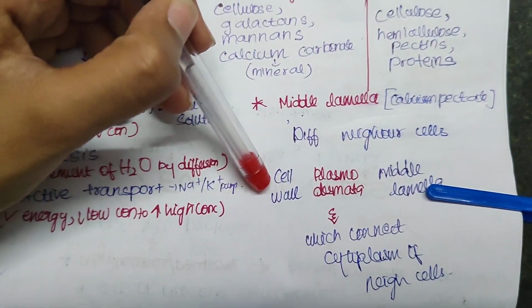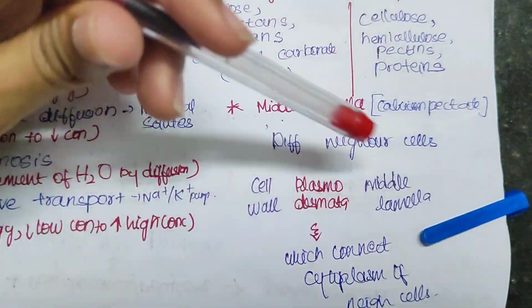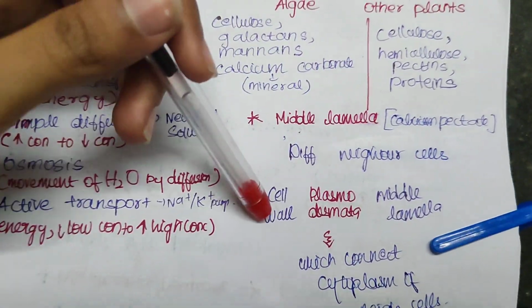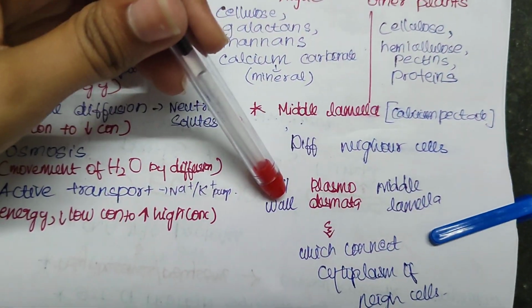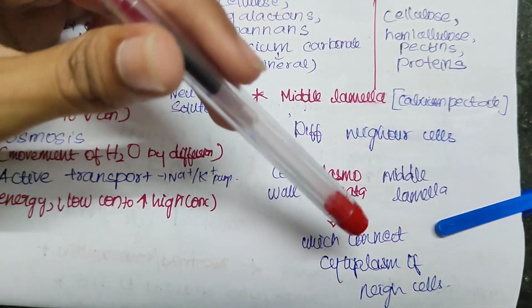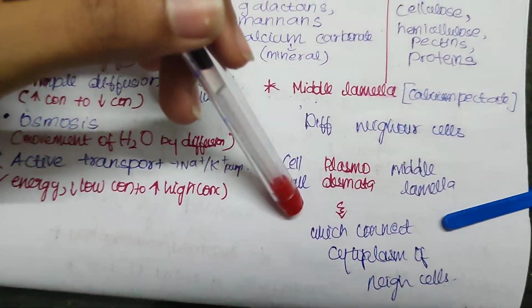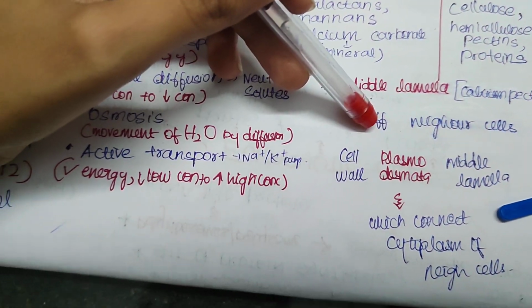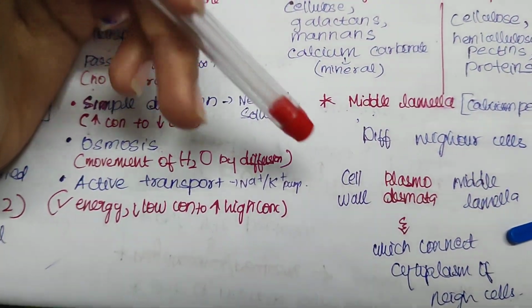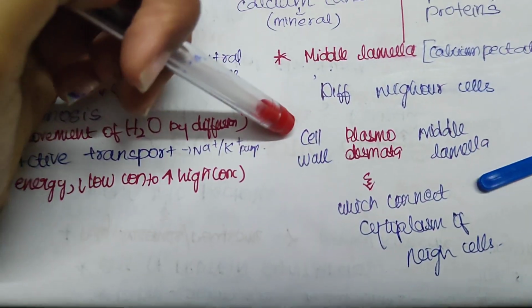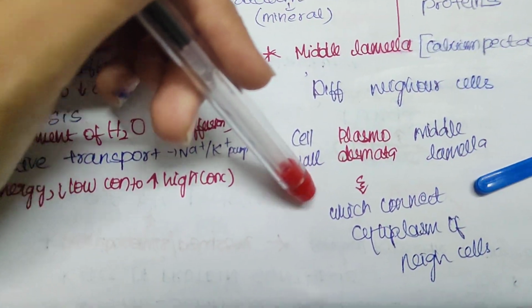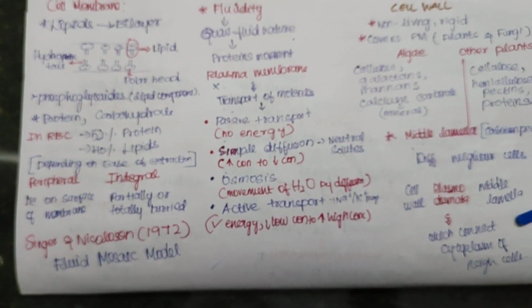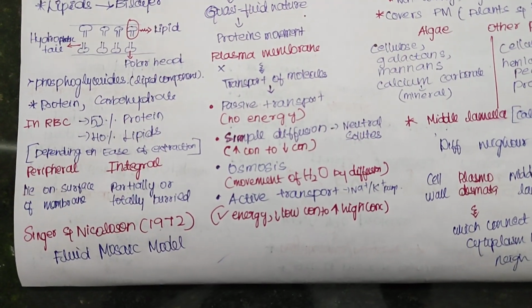And between the cell wall and middle lamella, okay, what is the middle lamella? Which connects the different neighboring cells. So between the cell wall and middle lamella, we have plasmodesmata, which connects the cytoplasm of neighboring cells. You are clear with these terms? The middle lamella holds the neighboring cells together, and between the cell wall and middle lamella we have plasmodesmata, which connects the cytoplasm of neighboring cells. Okay, now we will see the questions for this page.